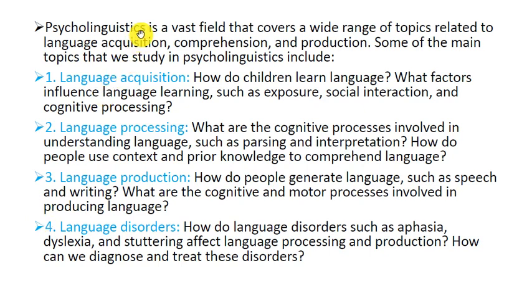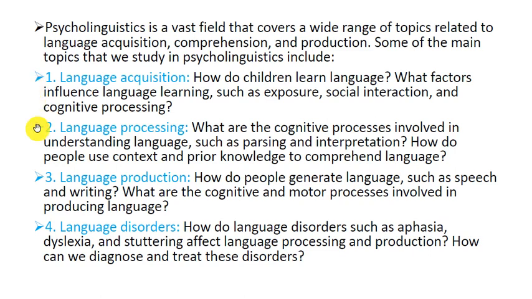Okay, now we will discuss some of the main topics that we study in psycholinguistics. Actually, psycholinguistics is a vast field that covers a wide range of topics related to language acquisition, comprehension, and production. Some of the main topics that we study in psycholinguistics include: number first, language acquisition. How do children learn language? What factors influence language learning, such as exposure, social interaction, and cognitive processing?